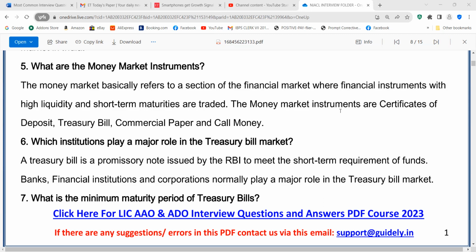The money market instruments are certificate of deposit, treasury bill, commercial paper, and call money.